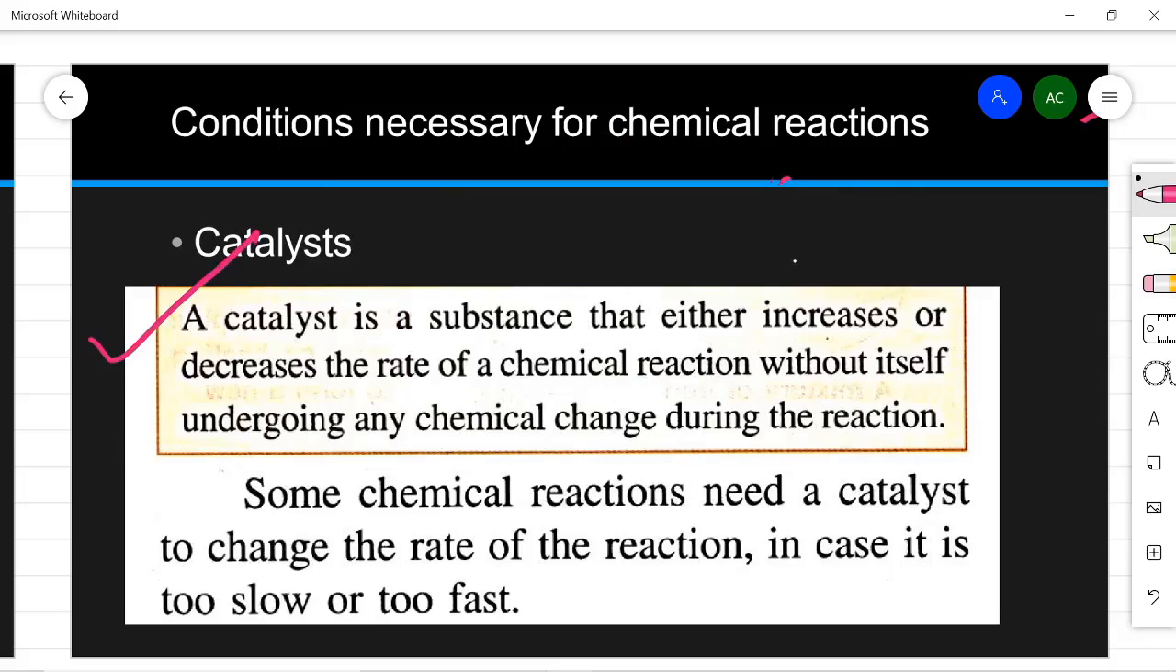So some reactions, I will not say it will only happen, but some reactions need a catalyst so that you can change the rate of the reaction, because some reactions are very slow, so you need to speed up. Some reactions are very fast, so you need to slow down so that it is convenient for that reaction to take place. So let's look at the examples.